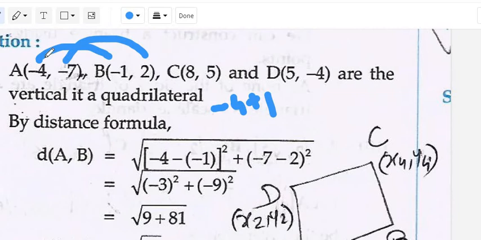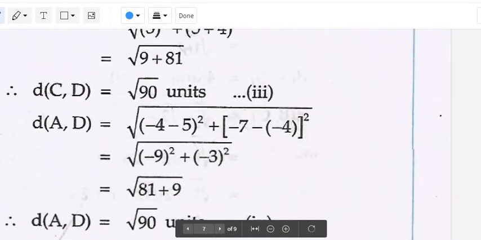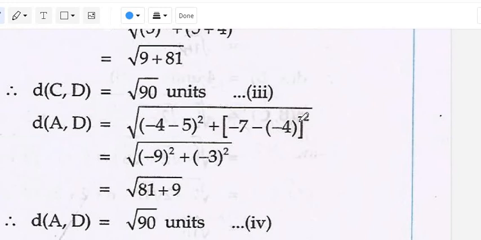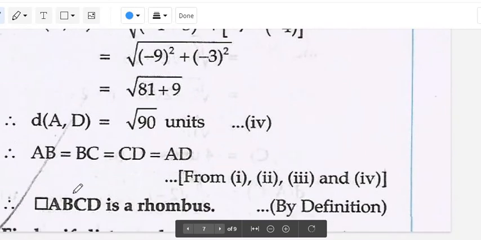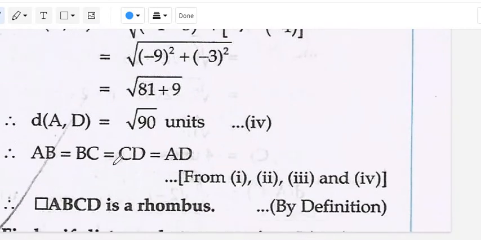AD: (minus 4 minus 5) to the whole square, (minus 7 minus minus 4) to the whole square, distance AD. Okay, minus 4 minus 5 is minus 9, and minus 7 minus minus 4 is minus 7 plus 4, and therefore it is minus 3 square. Same way it is under root 90 units, that means all the four sides are congruent, that is AB is equal to BC is equal to CD is equal to AD, and therefore quadrilateral ABCD is a rhombus because all its sides are congruent.